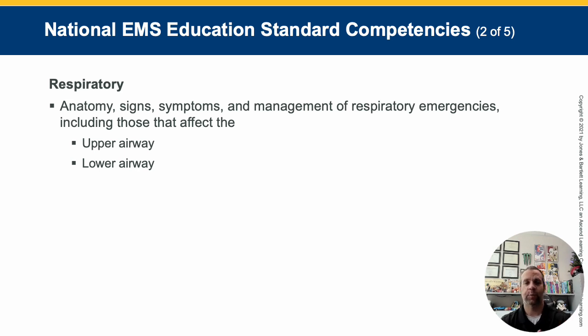You're going to be trained to recognize when the problem lies in the upper airway, like epiglottitis or croup, as opposed to the lower airway, where you're going to see issues like asthma, COPD, and pneumonia. The ability to differentiate between upper and lower airway involvement helps you select the right interventions, whether that's suctioning, patient positioning, oxygen administration, or ventilation support. This competency ensures that you understand the respiratory system holistically, okay, so you can manage emergencies with both precision and confidence.